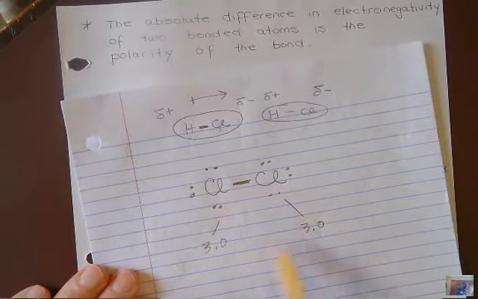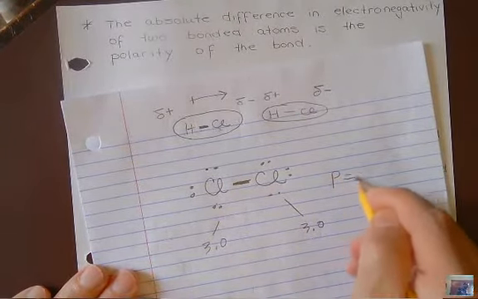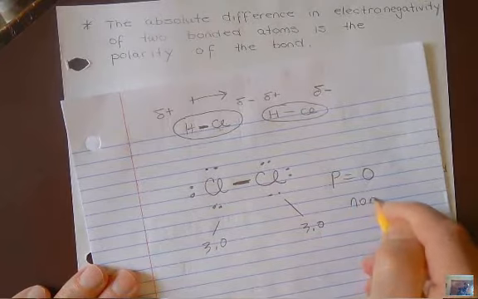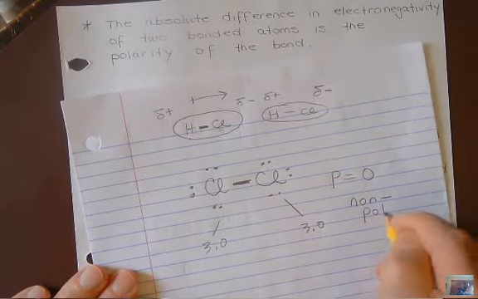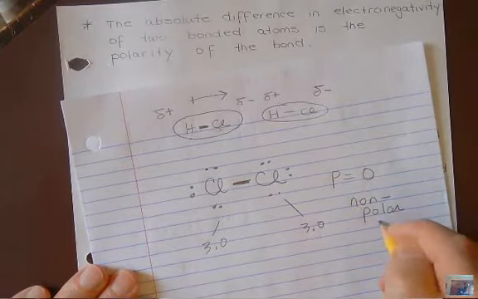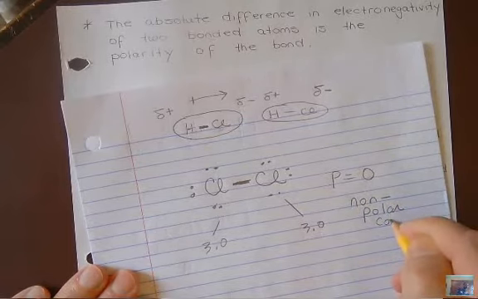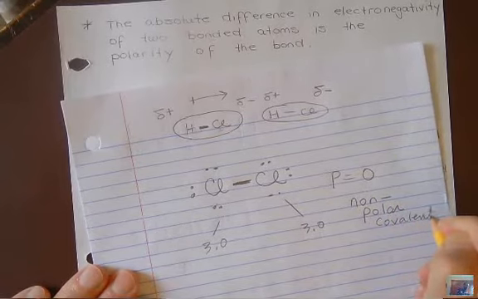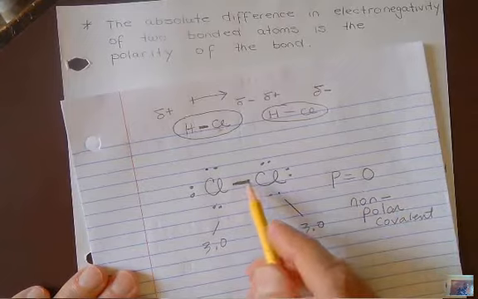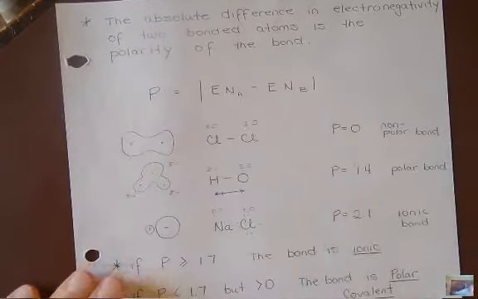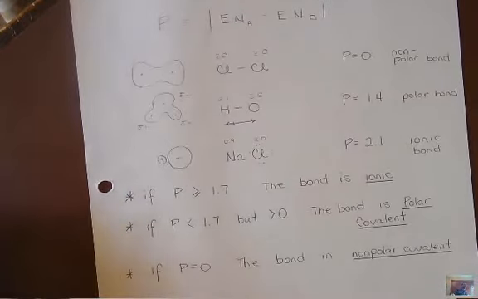I get a tie, right? So the polarity of this bond is 0. It's a non-polar covalent bond, anytime the polarity comes out to 0. Covalent means sharing. Non-polar means equal sharing. One side doesn't hog it more than the other. Okay, let's do the water molecule.